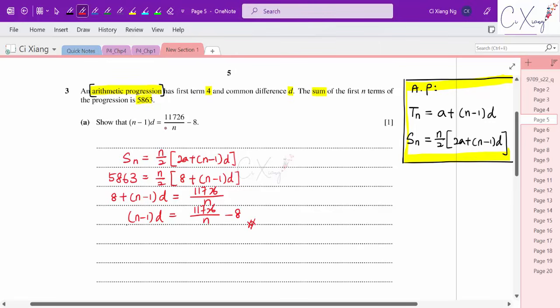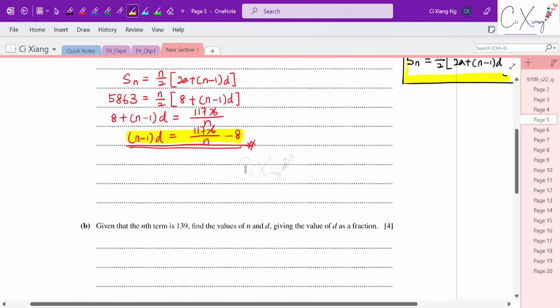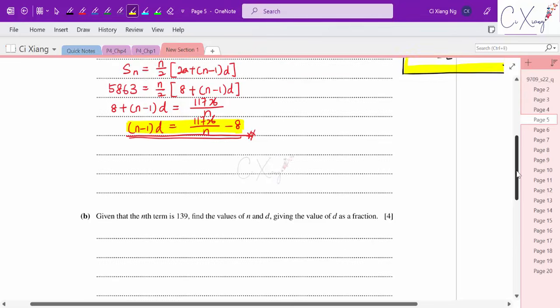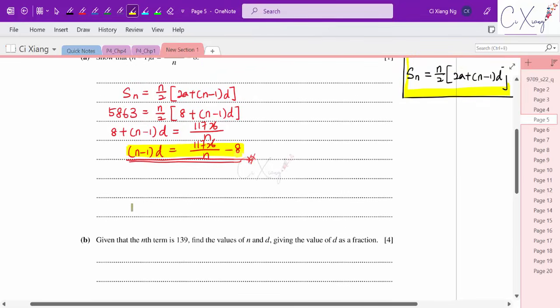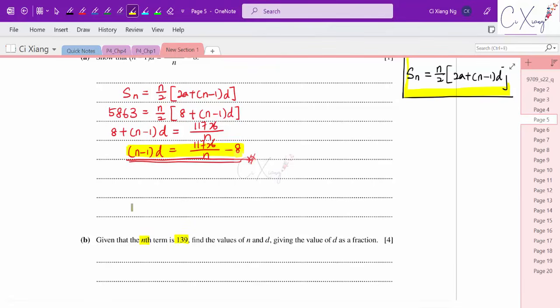Okay, so basically we just rephrase the sum of the first n terms formula into this pattern that they want us to show. Okay, and then we can proceed to part B. For part B, they are saying that we are having the nth term. The nth term is 139. They want us to find the value of n and d, and then d must be rephrased in fraction form.